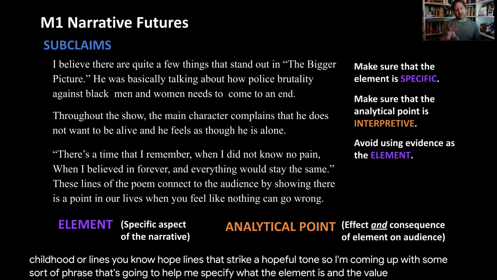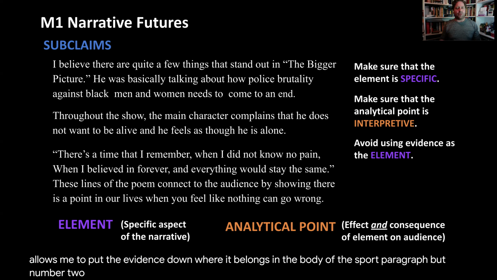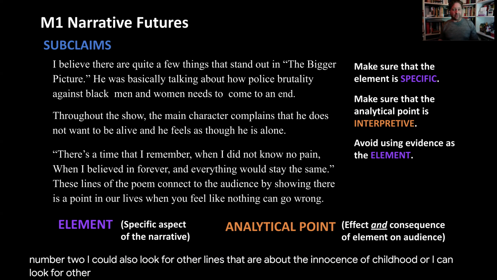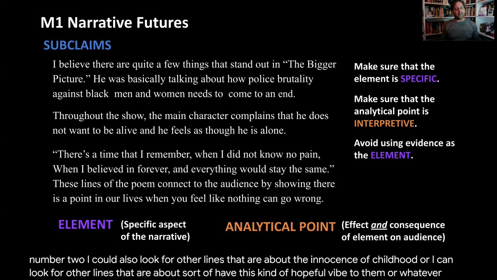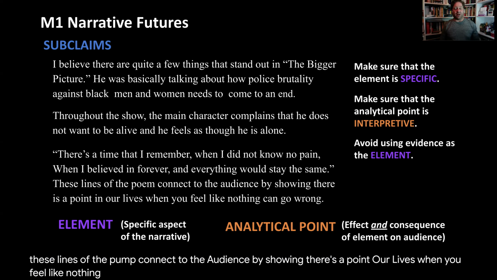And the value of that is, one, it allows me to put the evidence down where it belongs in the body of the support paragraph. But number two, I could also look for other lines that are about the innocence of childhood, or other lines that have this kind of hopeful vibe to them, or whatever it might be, right? These lines of the poem connect to the audience by showing there's a point in our lives when you feel like nothing can go wrong.